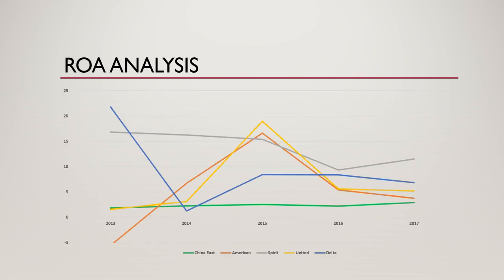So for our ROA, it's kind of a similar story. United, Delta, and American seem to have peaked in 2015. So Spirit's kind of coming down, and then China East is still really low again. So right now, Spirit is the best at return on assets.